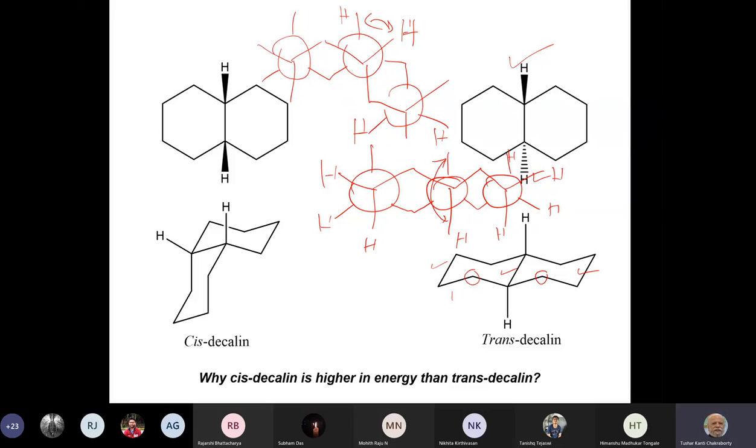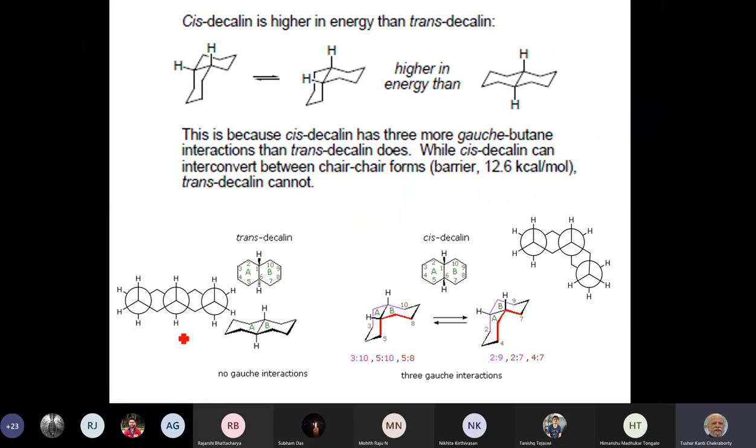So this is the cis-decalin. So I'll show in the next slide. So this is the trans-decalin, and this is the cis-decalin. In case of cis-decalin, it has 3 extra butane-Gauche interactions than in trans-decalin. So the cis-decalin can go from one chair to the other, but in trans-decalin you cannot flip the ring. It is a very stable system.